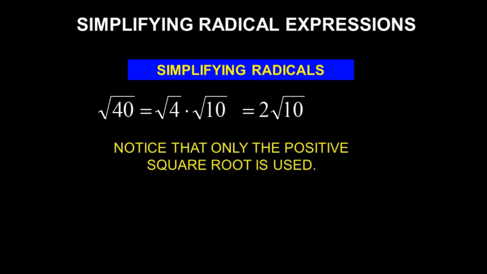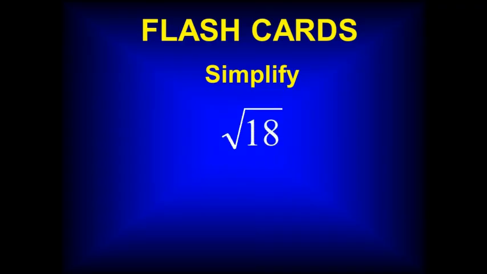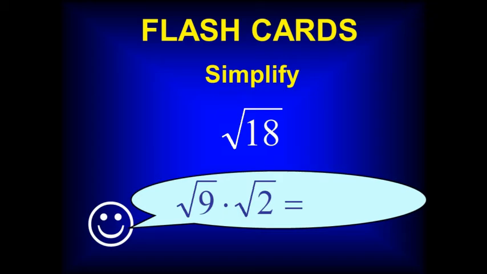Notice that only the positive square roots are used in the simplification of radicals. Okay, let's have this one. How can we simplify this radical expression? Square root of 18. Can you find a factor that is a perfect square factor of 18? Yes, we have the square root of 9 times the square root of 2. So 9 is the largest perfect square factor of 18. So simplifying this one, that could be 3 square root of 2.